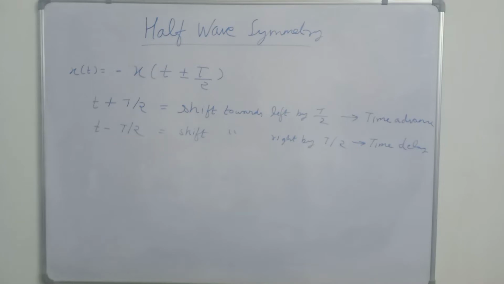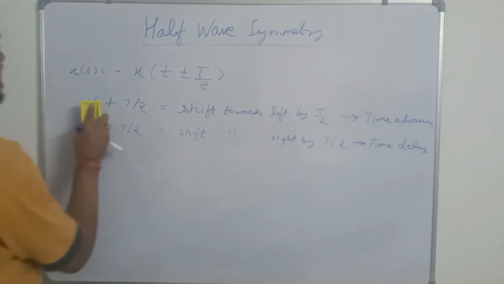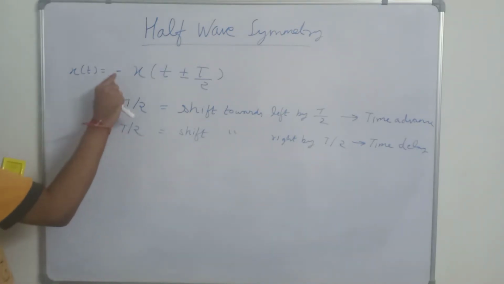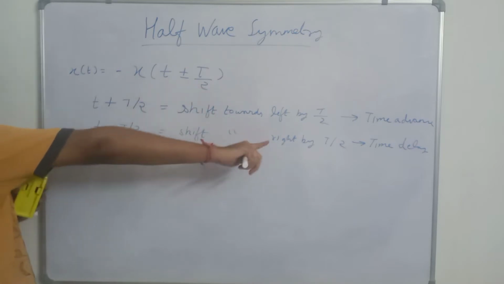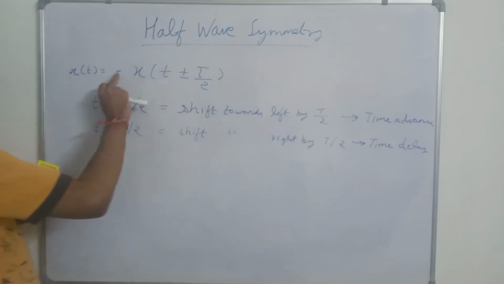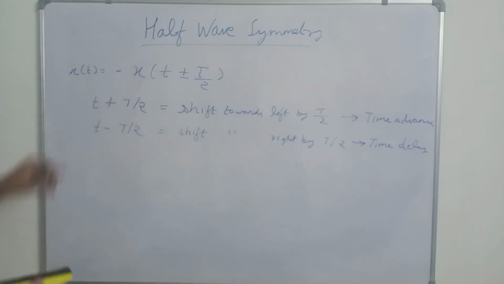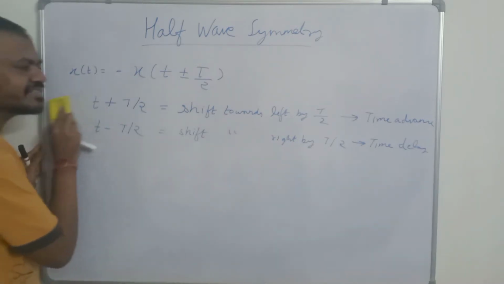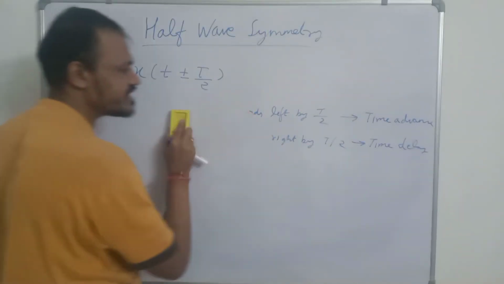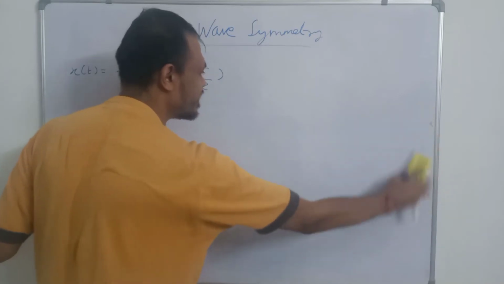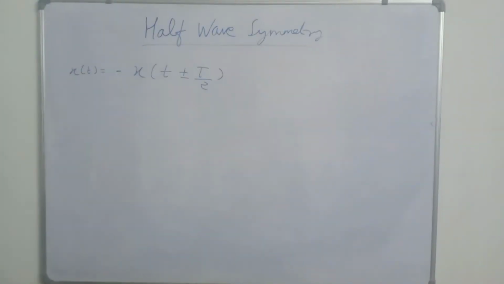So let's take an example to check this condition. First we have to shift towards left or right by T by 2, then we have to do the amplitude reversal. The minus sign denotes the amplitude reversal. So we have to follow two steps, and we will see how we can do this procedure and check.